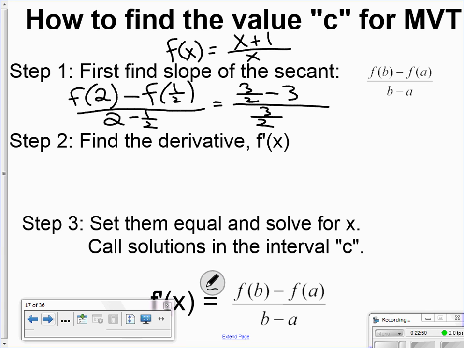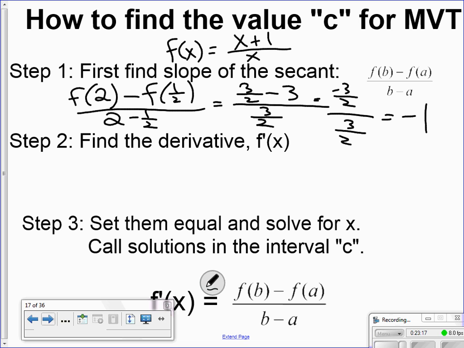Can I cross out those 3 halves? Oh, phew. Okay, what's the numerator? 3 halves minus 3. So you have 1 1/2 minus 3. What's the numerator? Negative 1 1/2. Negative 3 halves, right? So you have negative 3 halves over 3 halves. Good. So the slope of our secant is negative 1.